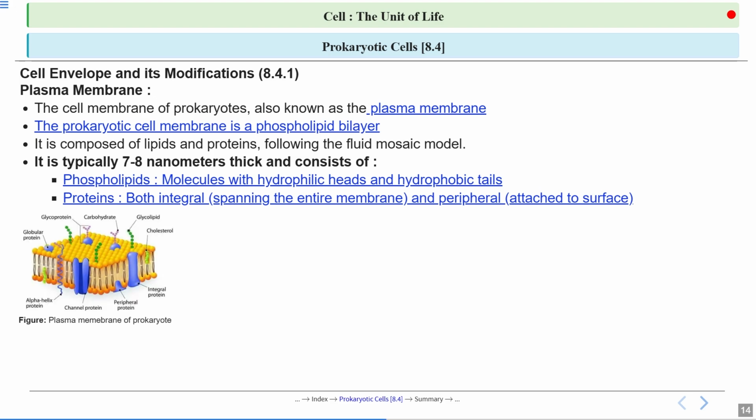Here you can see an image showing the plasma membrane of the prokaryote. The plasma membrane consists of peripheral proteins, glycoproteins, globular proteins, glycolipids, then cholesterol and carbohydrate. And you can see here this is a lipid bilayer, and the tails and heads can be seen. These are phospholipids, which have a tail and a head.